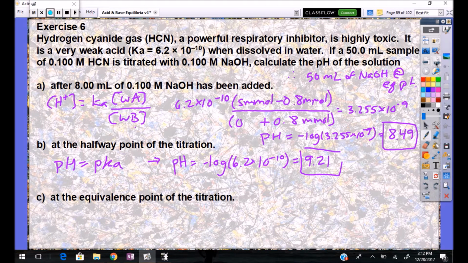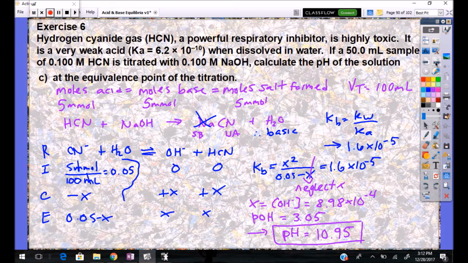Okay. All right. So here we are. At the equivalence point, I know that the moles of acid equals the moles of base, and that is equal to the moles of salt formed. I know because I'm at the equivalence point, I have 50 milliliters of my hydrogen cyanide gas, and I have 50 milliliters of my NaOH for a total volume of 100 milliliters. If everything's equal, my 5 millimoles of hydrogen cyanide gas has been neutralized, so that's equal also to the moles of base, and that's equal to the moles of salt formed.